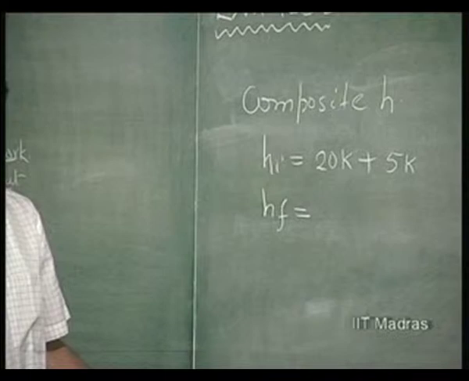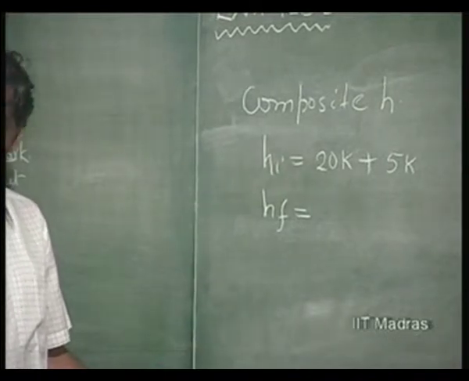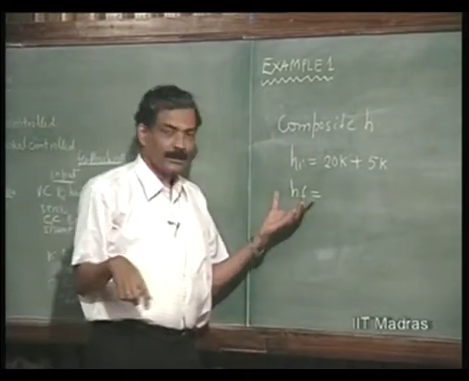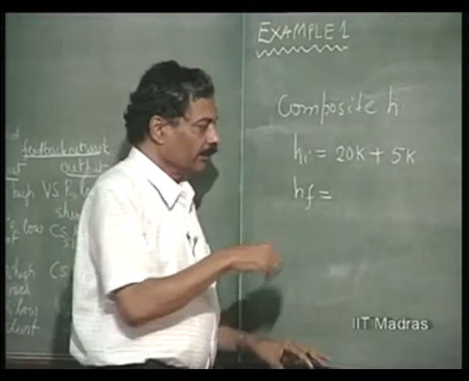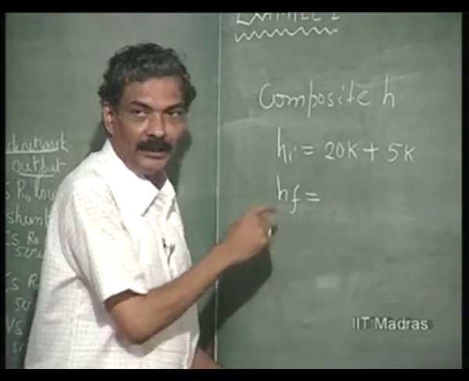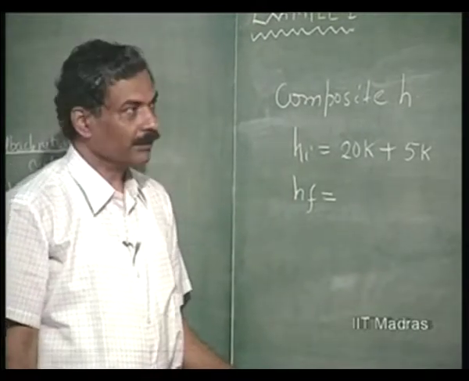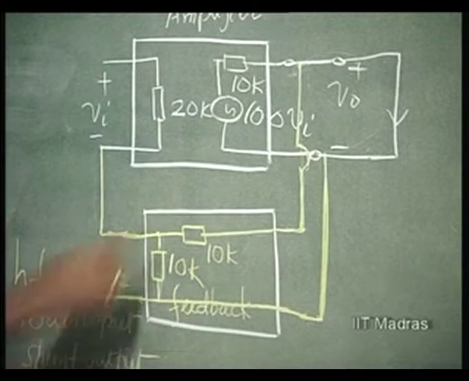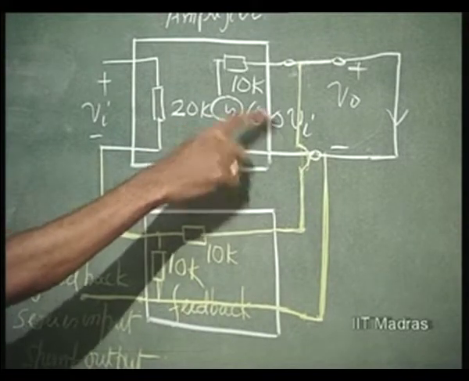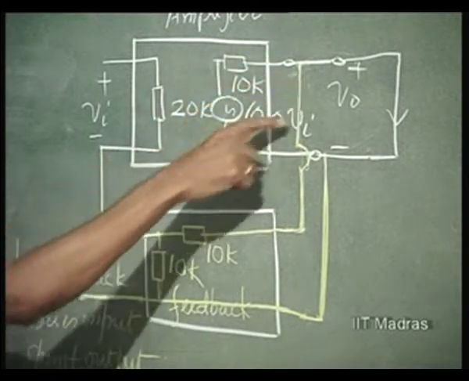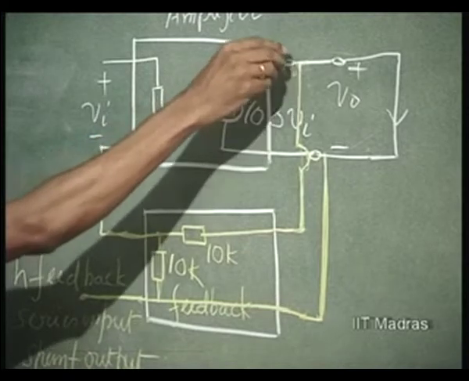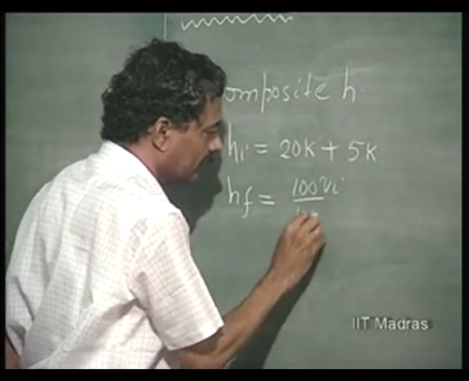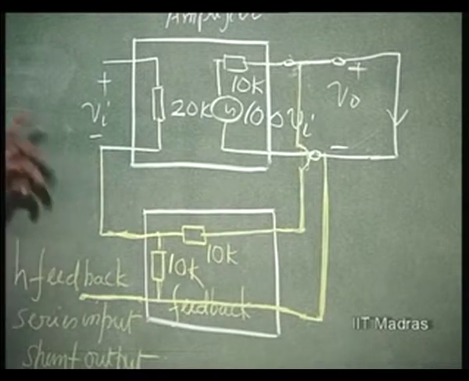What is HF by definition? I output divided by I input. This is a short circuit current gain, so I output divided by I input with output shorted. What is going to be I output? I output is this 100 VI with 10K, so there is a short circuit current of 100 VI by 10K going in this direction. So 100 VI by 10K, plus let us see this.